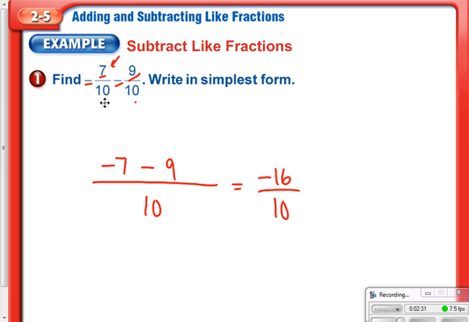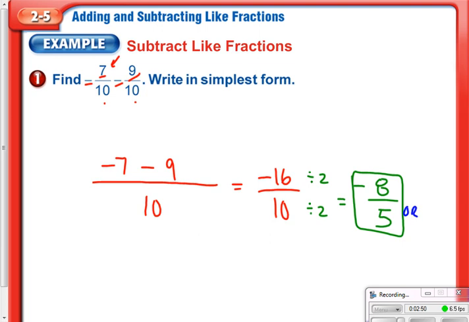Next, go ahead and reduce the fraction. Well, we know it's both divisible by 2. So I'll divide them both by 2, and we have negative 8/5 as our answer. I don't care if you write it as negative 8/5 or if you convert to the mixed number of negative 1 and 3/5.